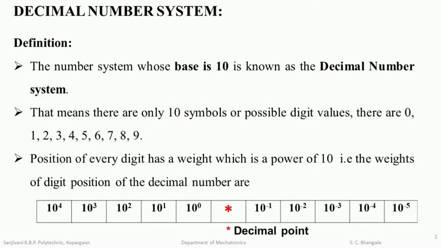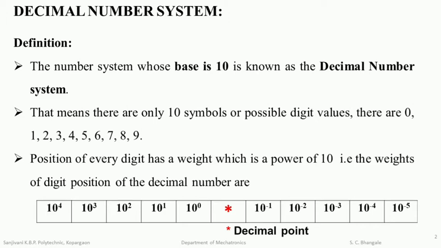Decimal number system is a system in which the base or radix of the system is 10. That means we can use 10 symbols or 10 digits. Which are these 10 digits? 0 to 9. The position of every digit has a weight which is a power of 10.